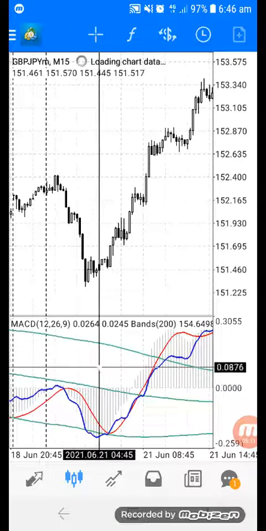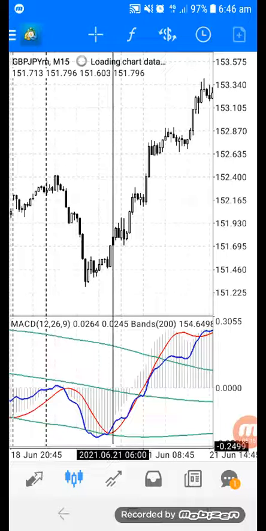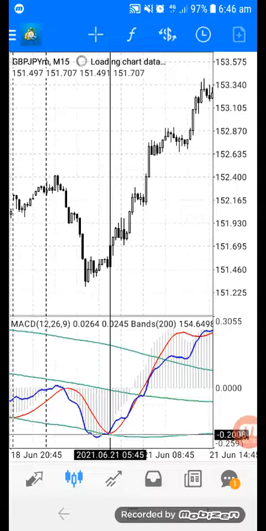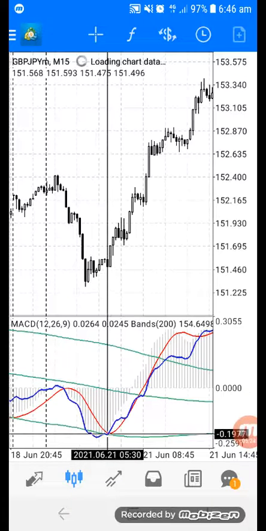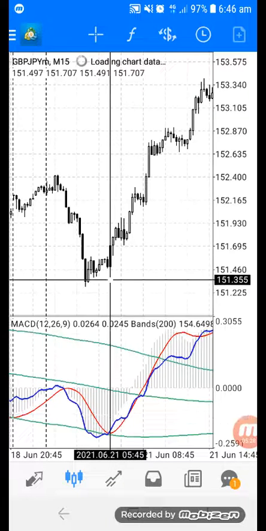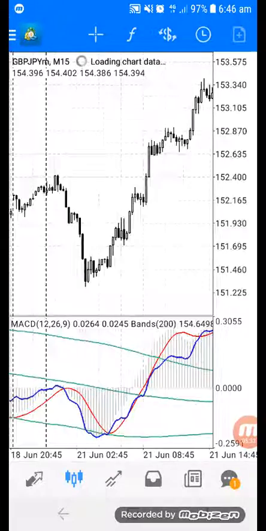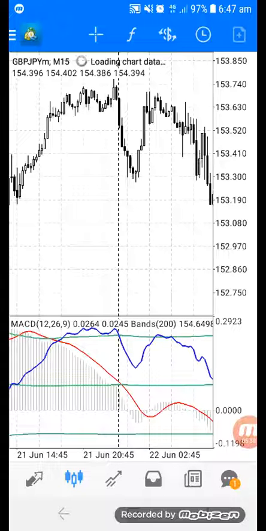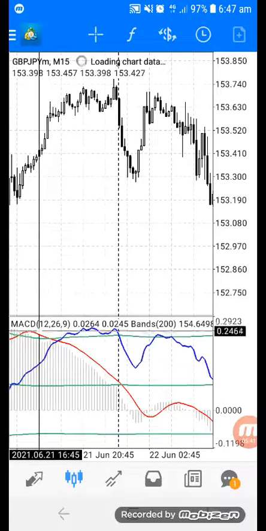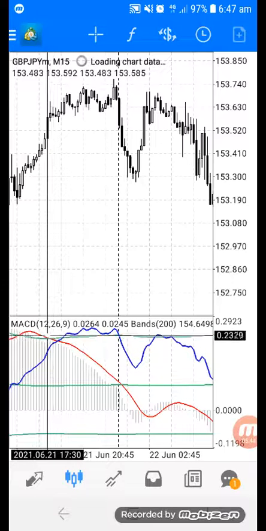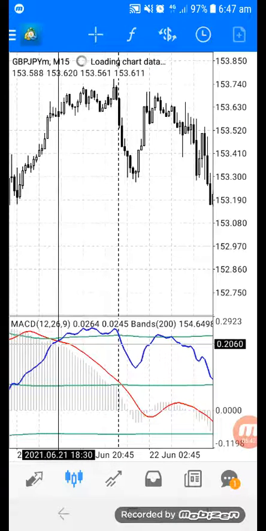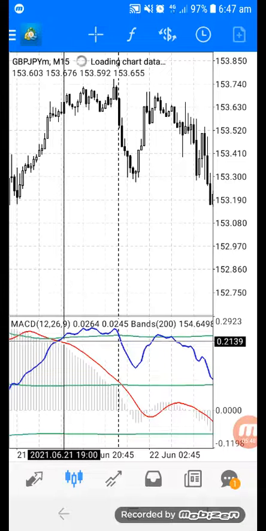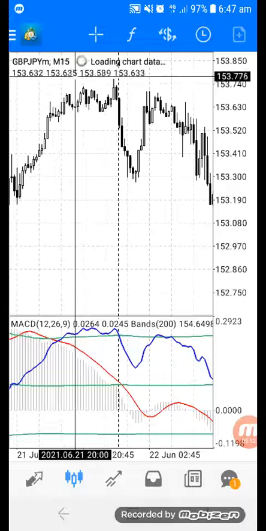And it also happened here. The MACD and the Bollinger Band got in touch here, and also we have our moving average crossover here. And then the market also went all the way up. So as you can see, guys, this is a very simple yet profitable strategy. Again, in this case, the red line touched the upper Bollinger Band here, and then we can also see a moving average crossover here. And then price started consolidating.